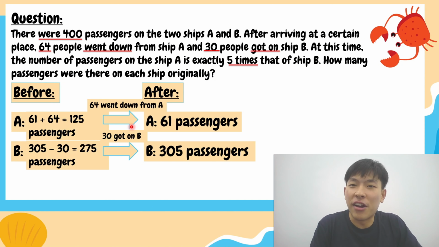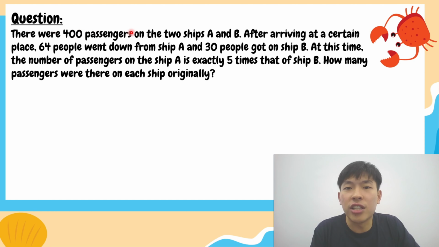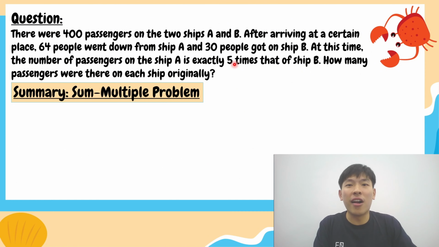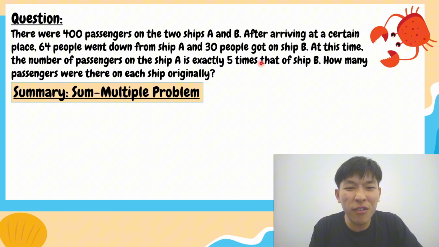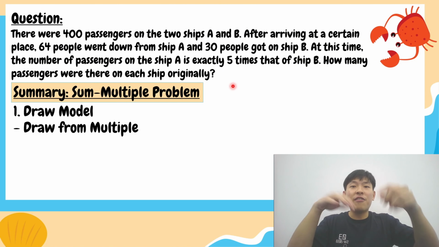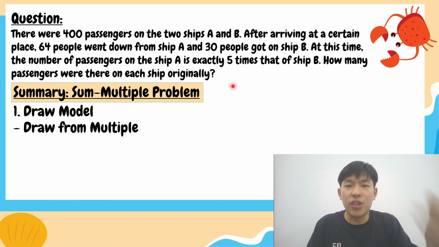So let's do a very quick summary here. Now we know that we have 400 passengers, sum, and 5 times multiple. So this will be a sum and multiple problem. What method should we use? Yes, draw model. And when we draw the model, what should we draw from? Yes, we should draw from the multiple first. Very important. And now, how should we find one unit? Perfect, we find from the sum. We take the sum divided by the total number of units.